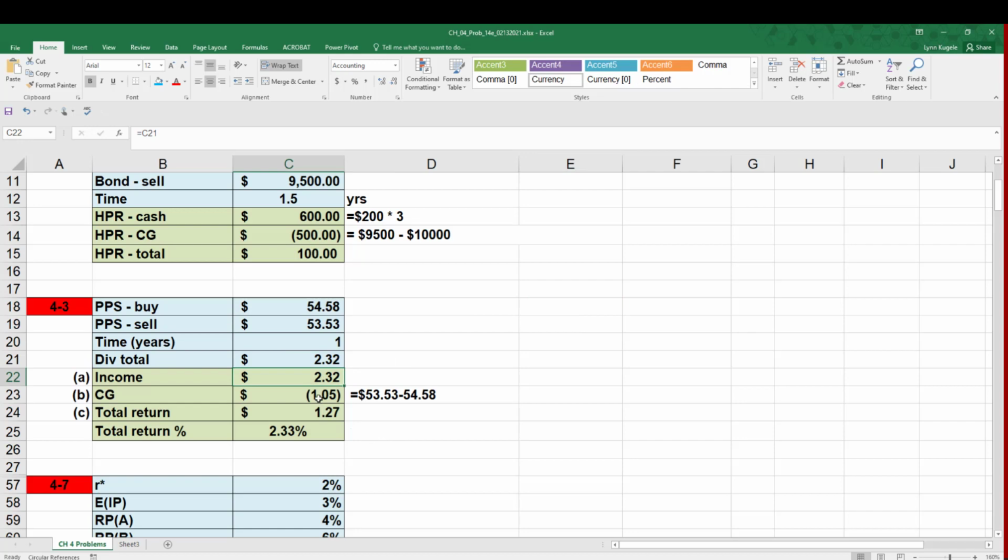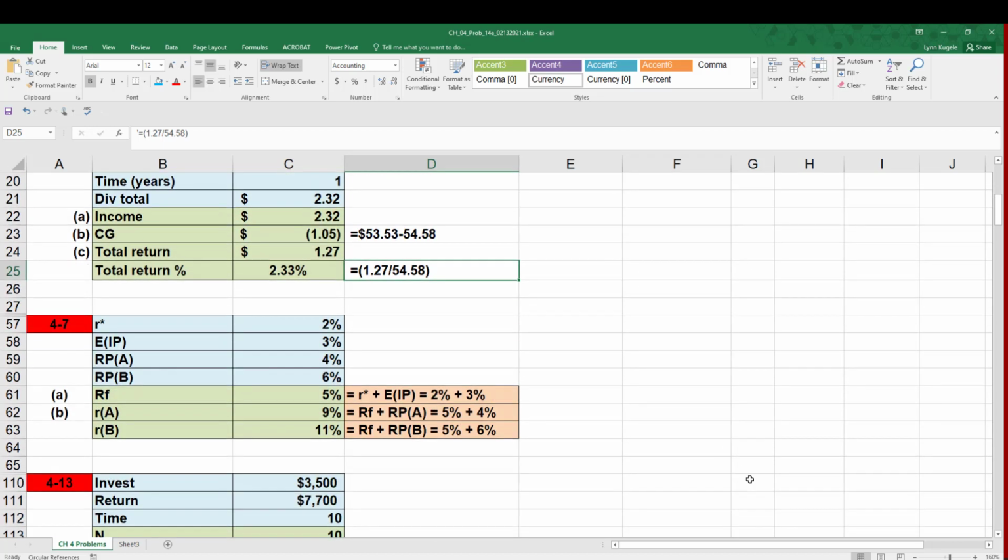Capital gain or loss? You lost money. You bought it for $54.58. You sold it for $53.53. Total return, the sum of those two, $1.27. Total return percentage, $1.27 divided by $54.58, what you paid for it.